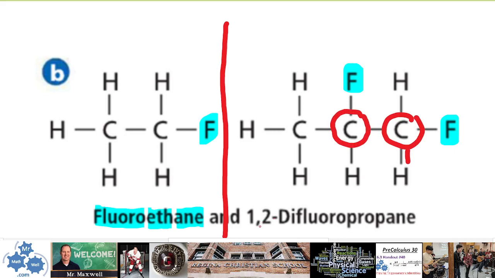We always put commas between numbers, and always put dashes between numbers and letters in this naming. An important thing to remember as well. So this is 1, 2, dash. A funny little rule that we have to remember too in organic chemistry is, yes, we've named the 2 carbons, we also have to say that there are 2 fluorines. So you have to say difluoro if there are 2 fluorines. It's not enough to say 1, 2 fluoro. You have to say 1, 2 difluoro.